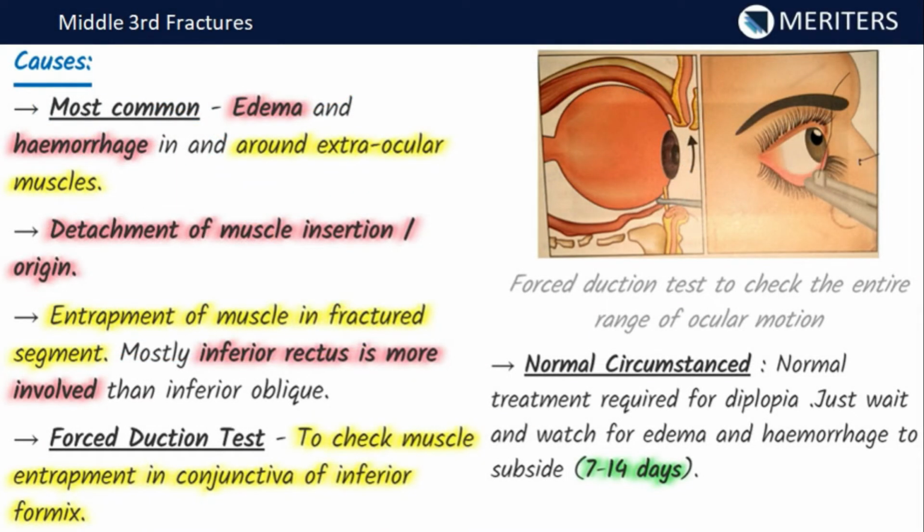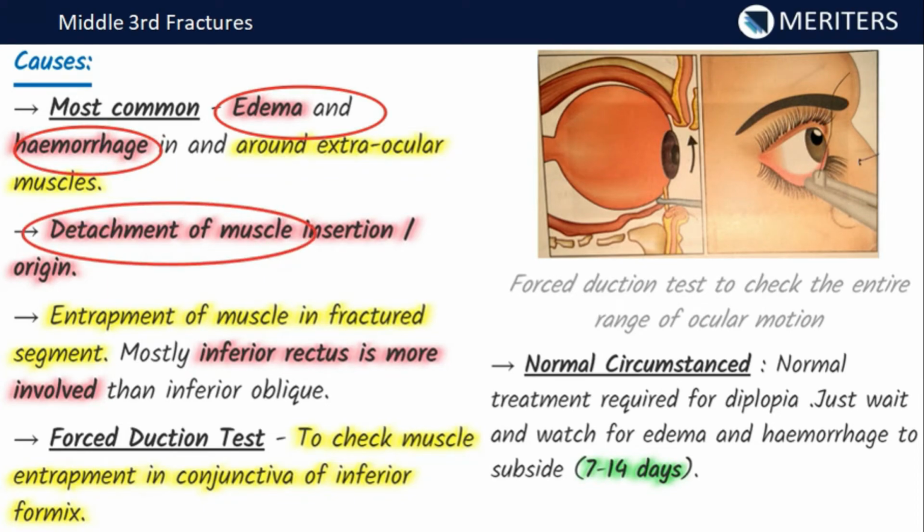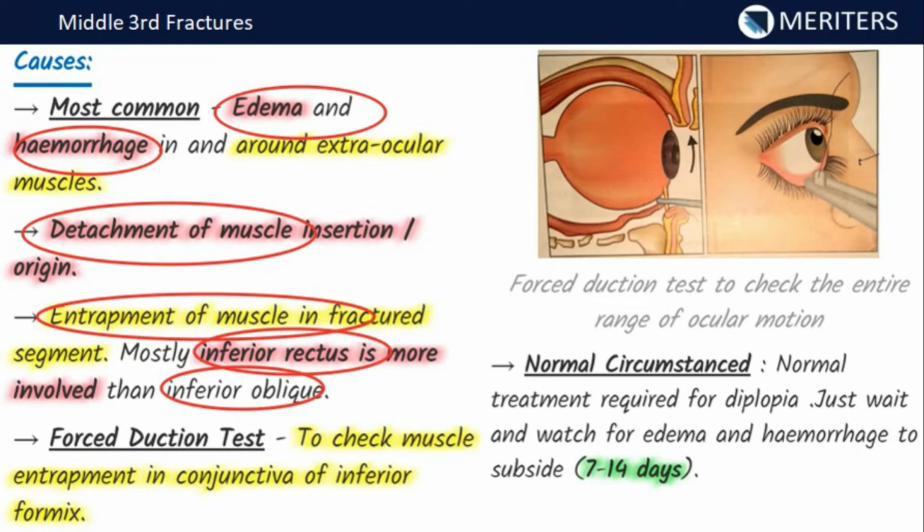Now what can be the causes for diplopia? The most common cause is of course the edema and hemorrhage that occurs in and around the extraocular muscles. Another reason can be the detachment of the muscles either from the insertion or from the origin. Sometimes the entrapment of the muscle in the fracture segment can also lead to diplopia. Mostly the inferior rectus muscle is more involved than the inferior oblique. How will you check the muscle entrapment in the conjunctiva of the inferior fornix? You can do that by using the force reduction test, which can help to check the entire range of ocular motion.